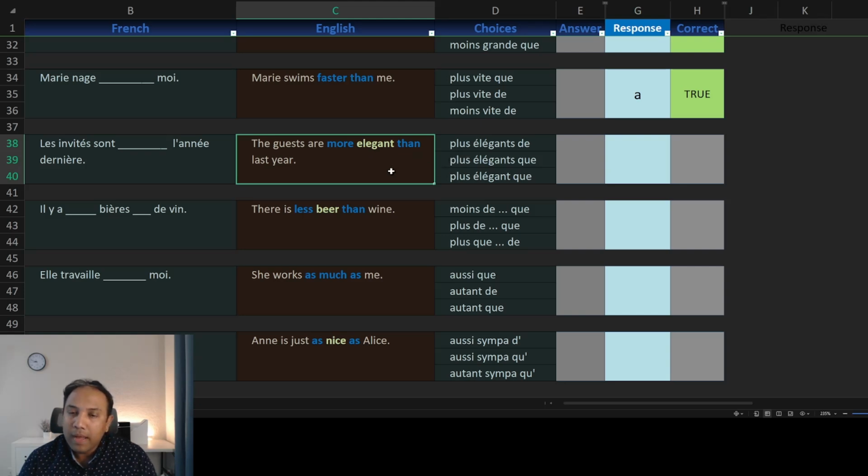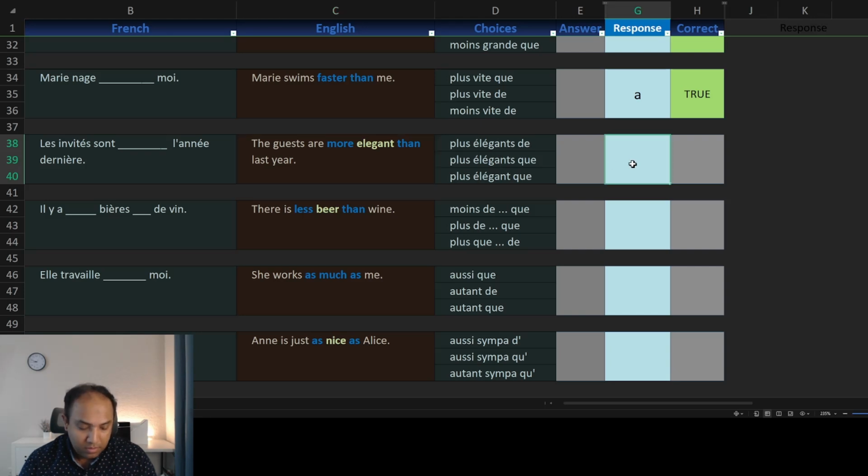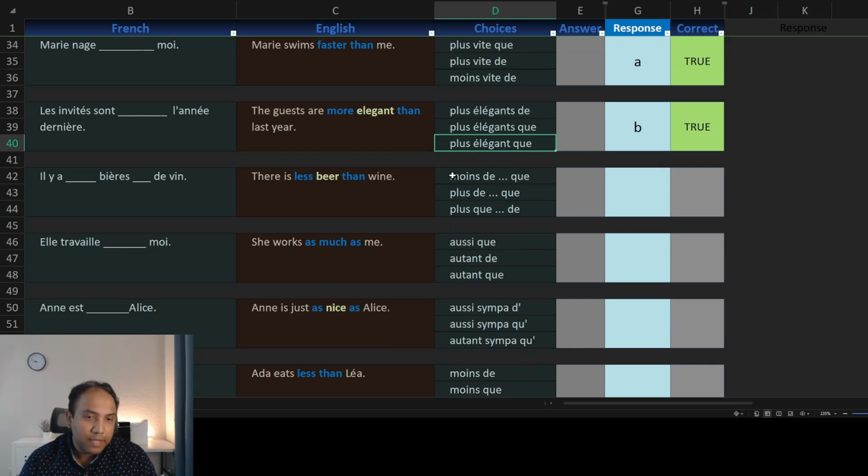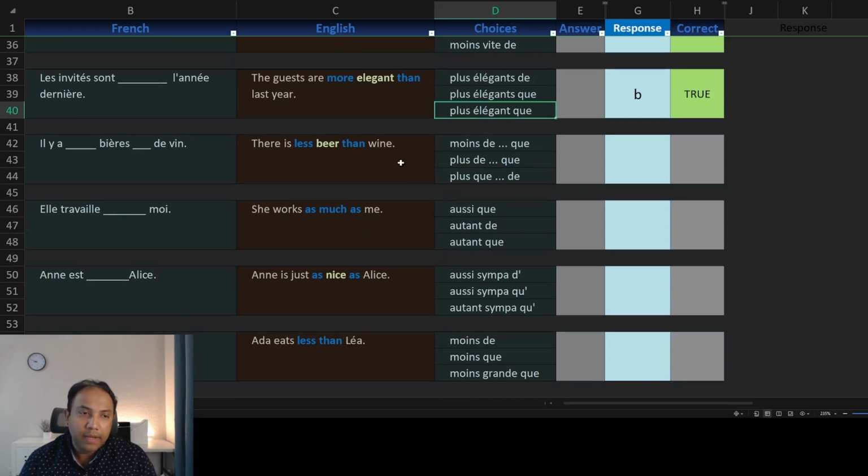The guests are more elegant than last year. Les invités sont plus élégants que. B. So I went with B instead of C because it's an adjective, which will have an S. All right? So next one. There's less beer than wine. Il y a moins de bière que de vin. I'm going to go with A.